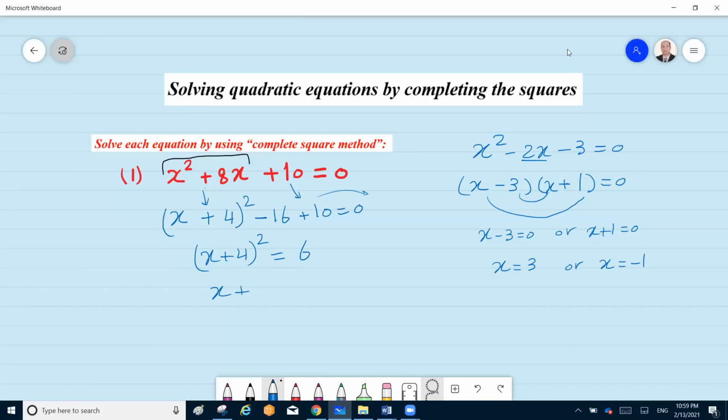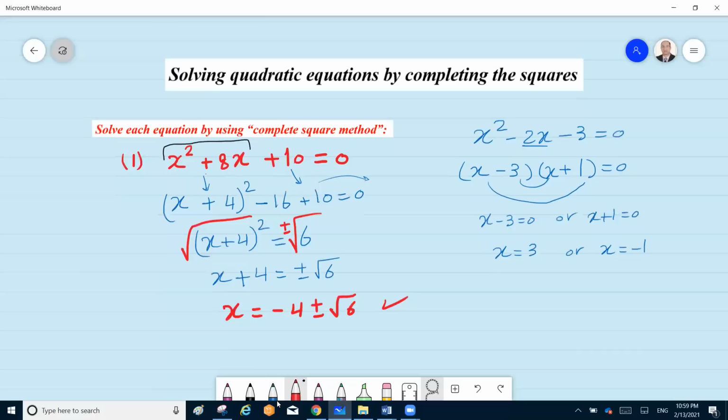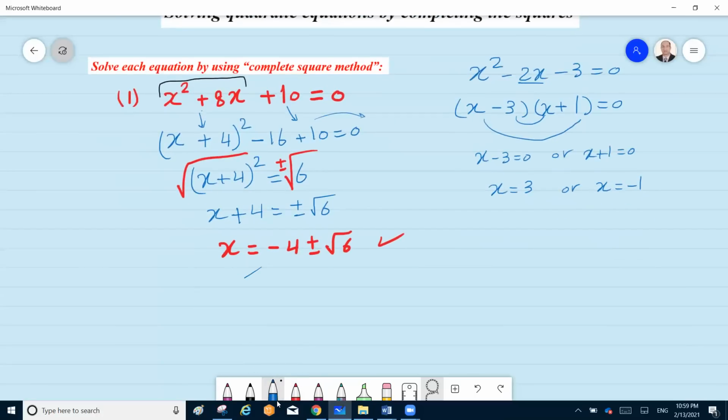Really this amount has two possible values, positive or negative root 6. I take the square root of each side, square root here and square root here. Don't forget to write positive or negative. So x now is negative 4 plus or minus root 6. And this is the answer. These are the two roots of the equation. You can split them into two because they are really two values. The first one is negative 4 plus radical 6, and the other one is negative 4 minus radical 6. I have now solved the equation by completing the square.